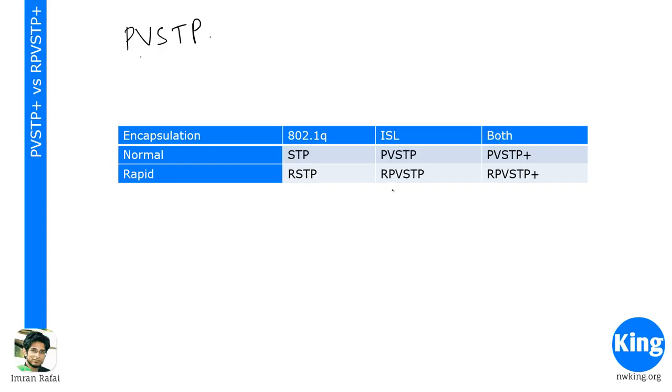And when IEEE upgraded to Rapid STP, Cisco also went to something called RPVSTP, right? The only problem was that Cisco's PVSTP and RPVSTP had to run on ISL, the Inter-Switch Link encapsulation, and you know this is a Cisco proprietary encapsulation. And the IEEE 802.1d and 802.1w, STP and RSTP, worked on 802.1q encapsulation, right?